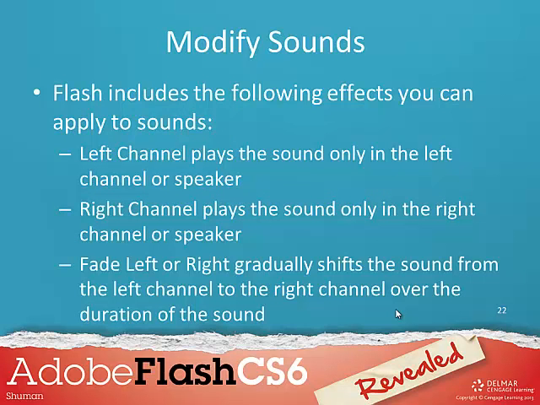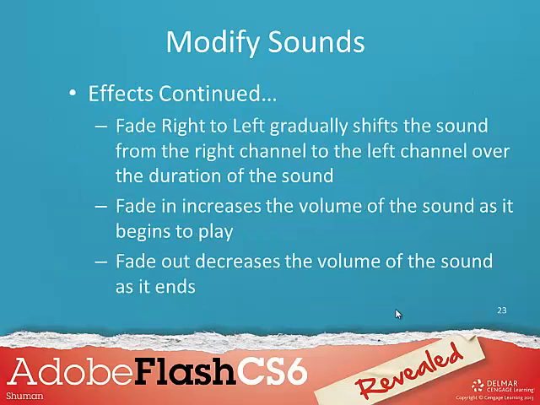Flash includes the following effects you can apply to sounds. You have your left channel, which plays the sound only in the left channel or speaker. Right channel plays the sound only in the right channel or speaker. Fade left to right gradually shifts the sound from the left channel to the right channel over the duration of the sound. Fade right to left gradually shifts the sound from the right channel to the left channel over the duration of the sound. Fade in increases the volume of the sound as it begins to play. Fade out decreases the volume of the sound as it ends. And there was the rest of them.